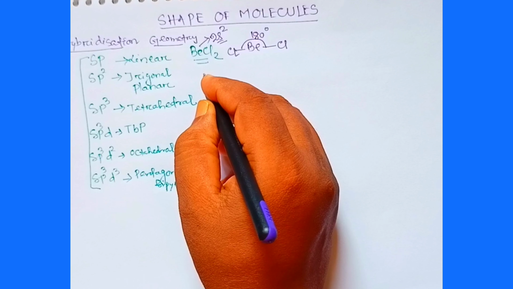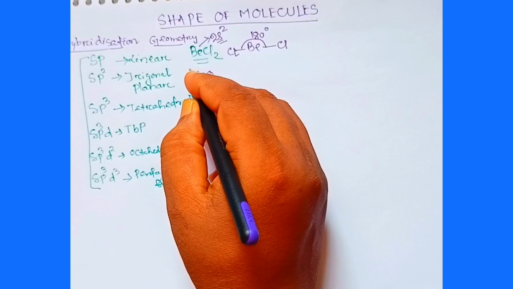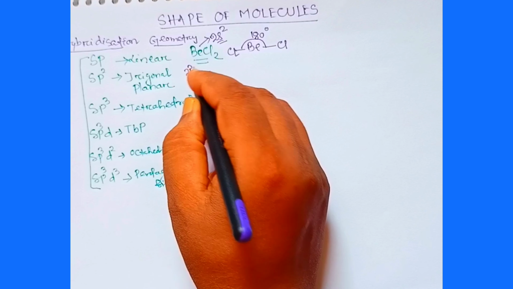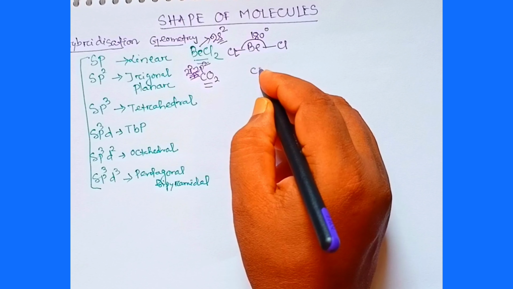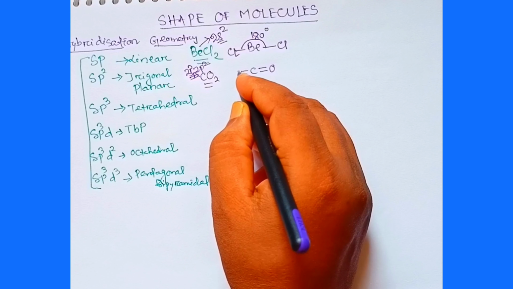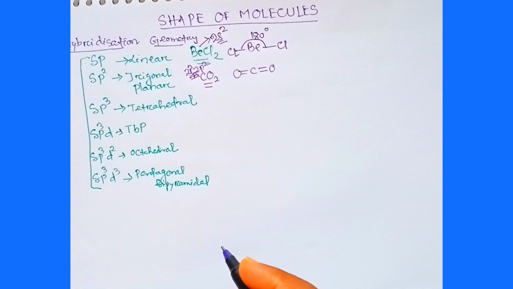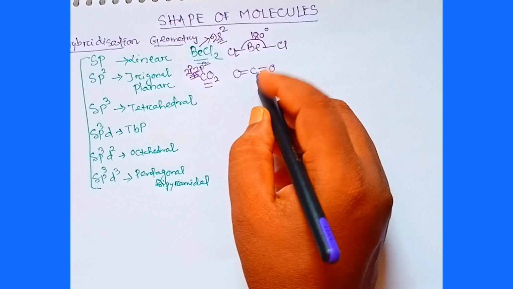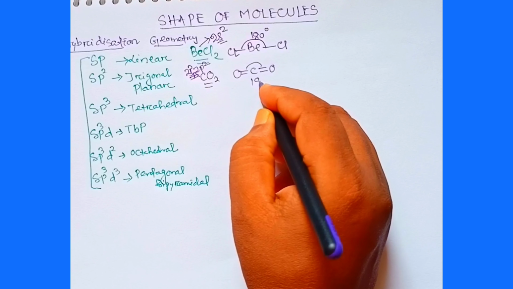Similarly, if we discuss the carbon dioxide CO2 molecule, in carbon the outermost electronic configuration is 2s2 2p2. So it will form 4 bonds with 2 oxygen atoms. Here over the carbon atom there is no lone pair, so the shape of the molecule will also be linear and the bond angle will be 180 degree.